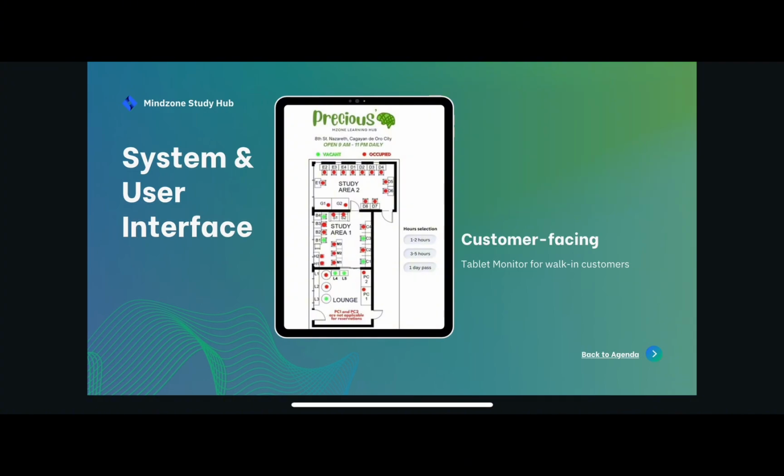First is the customer-facing interface, which is the tablet monitors for walk-in customers. As you can see, they will be seeing here the available and unavailable seats. So all they need to do is tap on the table or seat that they want, and then tap on the hour selection that they want to stay in the study hub. After that, they will be processing the payment with the help of the front desk.